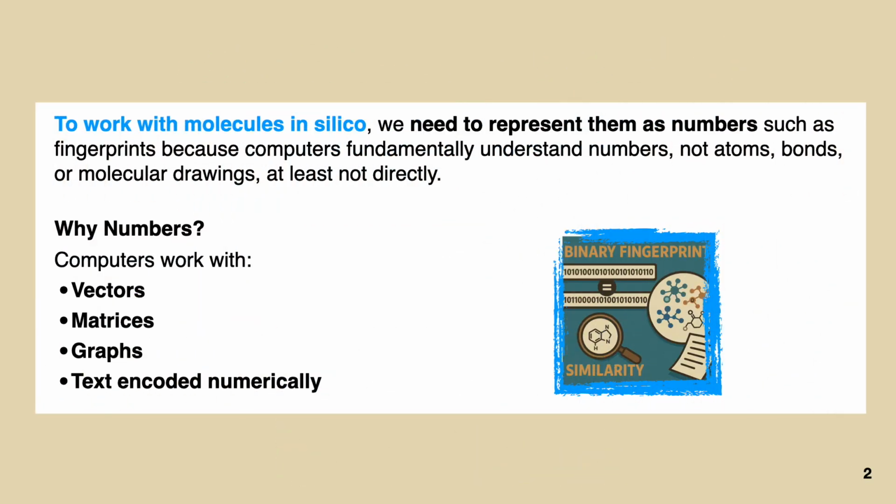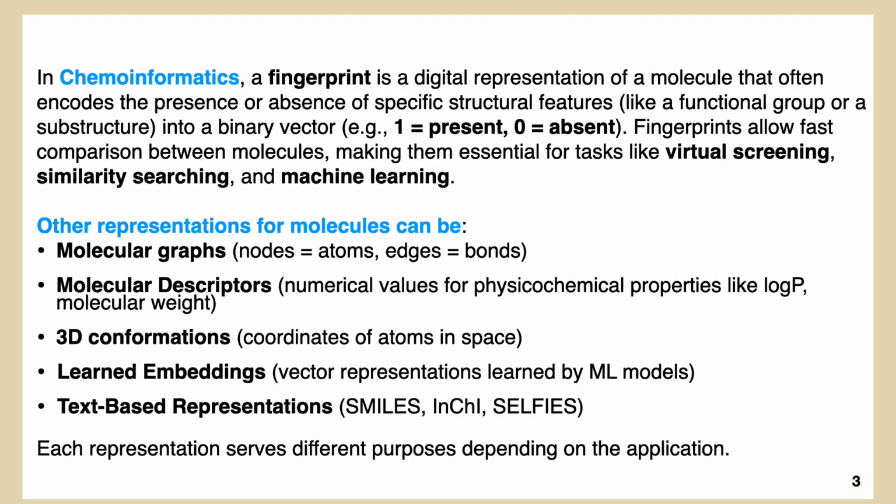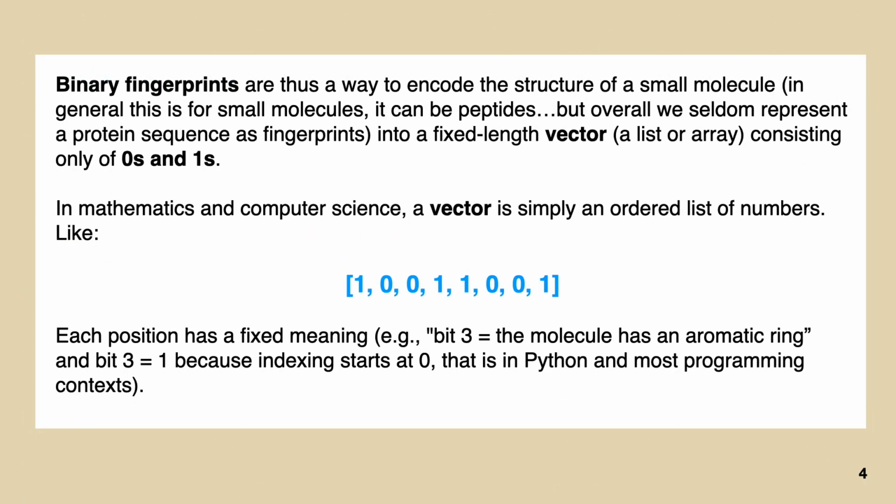To work with molecules in silico, we need to represent them as numbers such as fingerprints, because computers fundamentally understand numbers, not atoms, bonds, or molecular drawings, at least not directly. In chemoinformatics, a fingerprint is a digital representation of a molecule that often encodes the presence or absence of specific structural features into a binary vector. A one could mean a chemical group is present, and 0 would mean the group is absent. Binary fingerprints in this example are thus a way to encode the structure of a small molecule into a fixed length vector consisting only of zeros and ones.